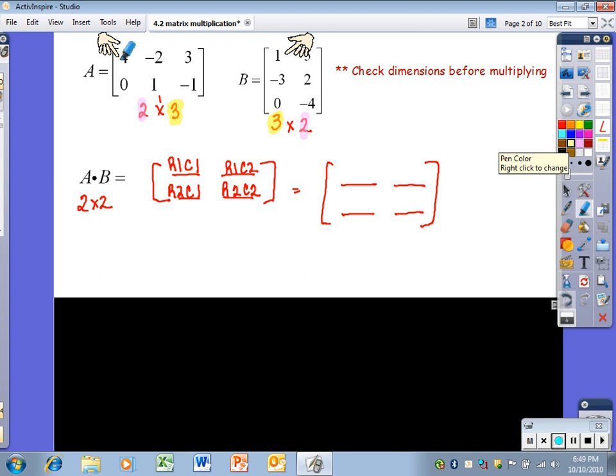This would be row 1, make it a little bit fatter. Row 1, and we're multiplying it by column 1. So when I do that, I get 4 times 1 plus -2 times -3 plus 3 times 0.